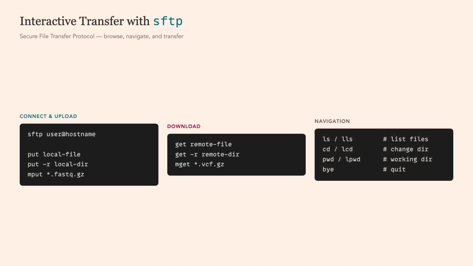SFTP also has navigation commands. Use ls to list remote files and lls for local files. Change remote directories with cd and local directories with lcd. Print your working directory with pwd for remote and lpwd for local. When you're done, type bye to close the session.